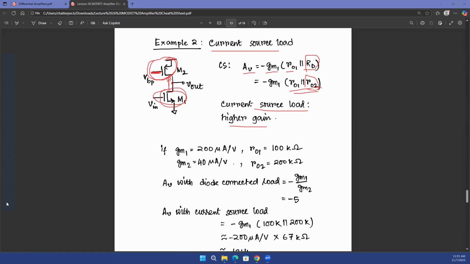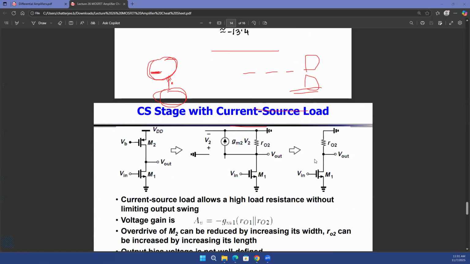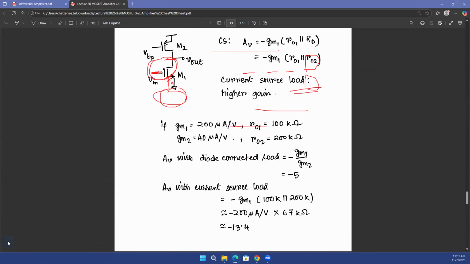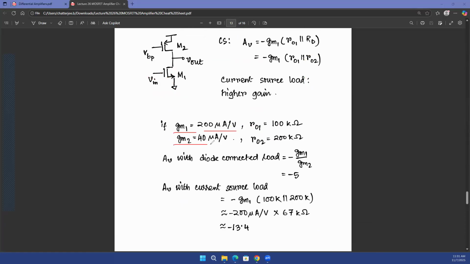Now we'll just look at a mathematical example and then we'll stop here. It's basically the end of this page. So for example, if you have gm1 equal to 200 microampere per volt and gm2 equal to, let's say, 40 microampere per volt, RO1 let's say 100 kilo ohm, RO2 equal to 200 kilo ohm. These are very generic numbers. This is kind of what you see in any MOSFETs. With the diode connected load, the gain will be a ratio of the gms. So minus gm1 divided by gm2, and that is equal to -5. So with diode connected load, you'll get a gain of -5.